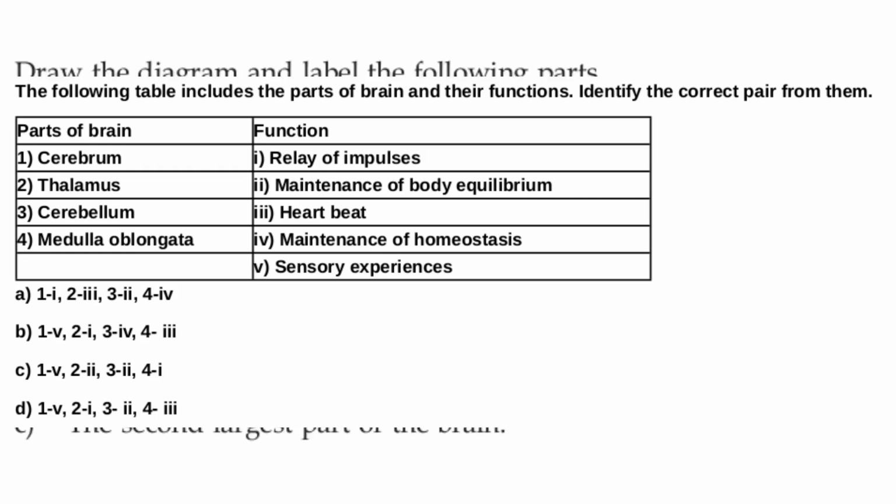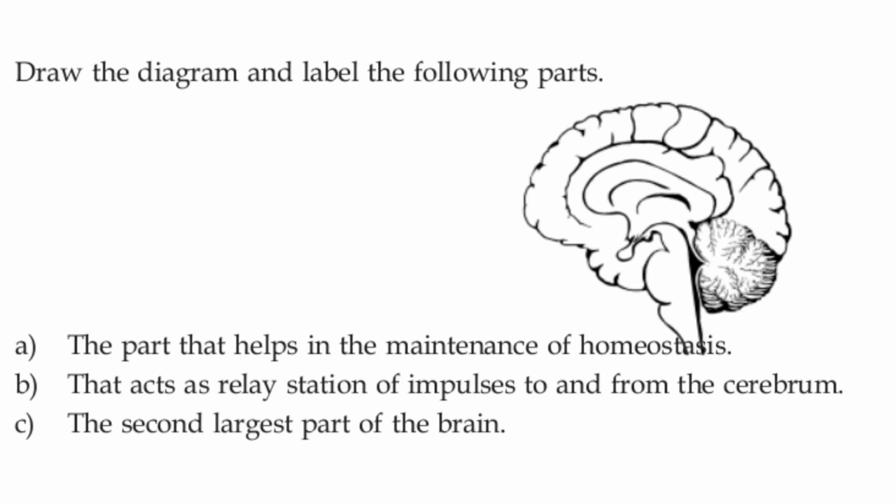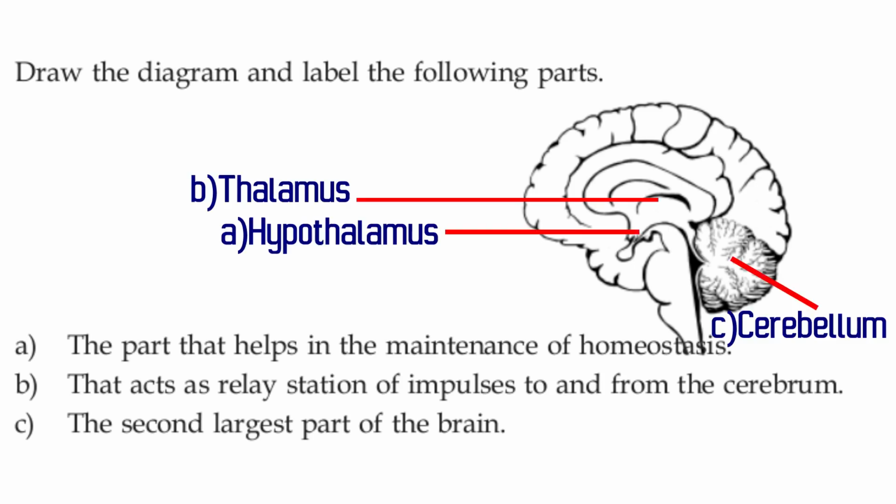Draw the diagram and label the following parts. Here, the diagram of brain is given. And the first question, the part that helps in the maintenance of homeostasis. Second one, the part that acts as a relay station of impulses to and from the cerebrum. C part, the second largest part of the brain. Now, we can redraw the diagram neatly and label the following parts, and the answer of A, the part which helps in the maintenance of homeostasis, is hypothalamus.